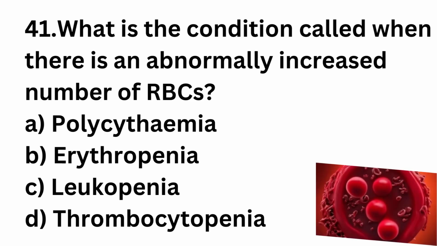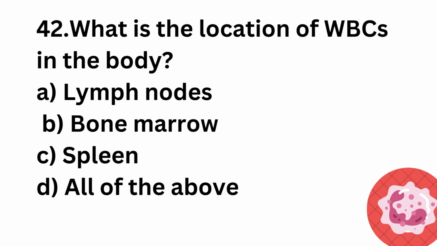So let's begin. What is the condition called when there is an abnormally increased number of RBCs? Polycythemia, erythropenia, leukopenia, thrombocytopenia. Option A is correct. What is the location of WBCs in the body? Lymph nodes, bone marrow, spleen, all of the above.